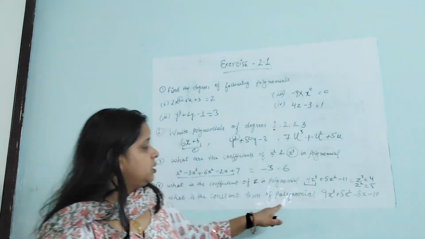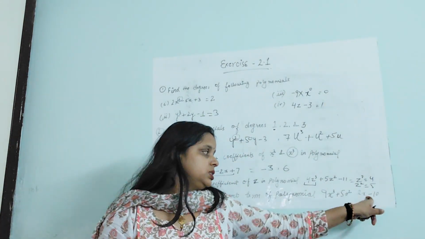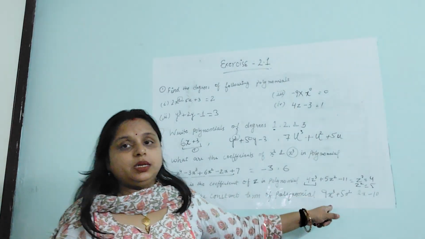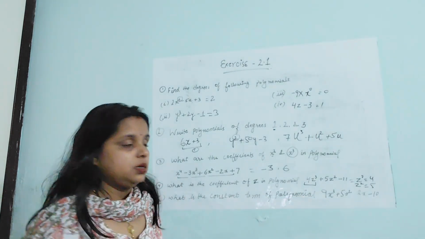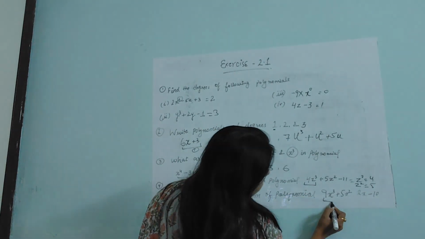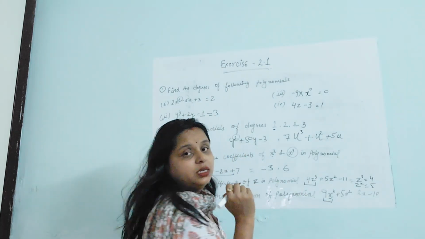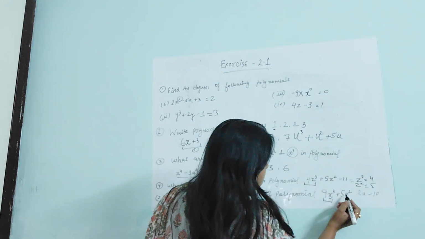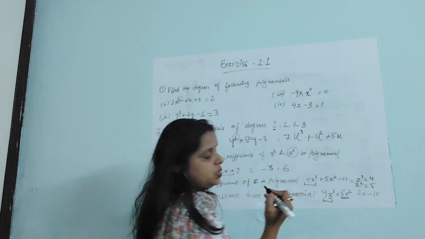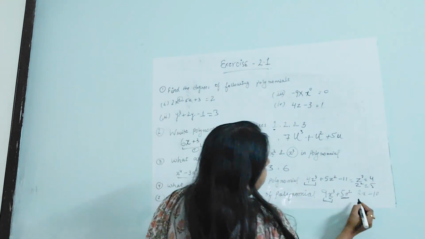What is the constant term of the polynomial in this? They have given us this polynomial, we have to find what the constant is here. So this is a variable term since x is associated with it and we don't know the value of x. Same with 5x square, this is again a variable term.